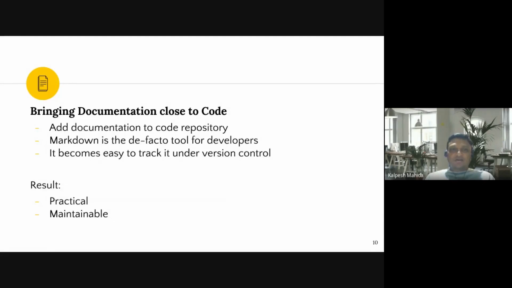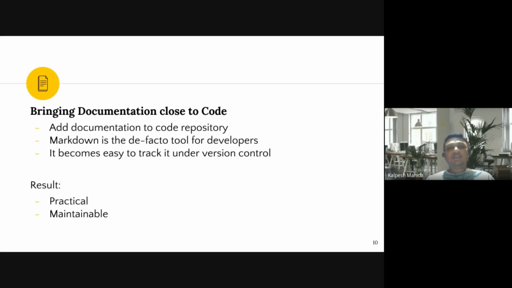So, we see the documentation is important, but as a developer or software engineer, when we are working with the code, we see the documentation is far from us. So maybe the documentation is on wiki pages, or somewhere on a blog, or maybe in Word files or somewhere else.